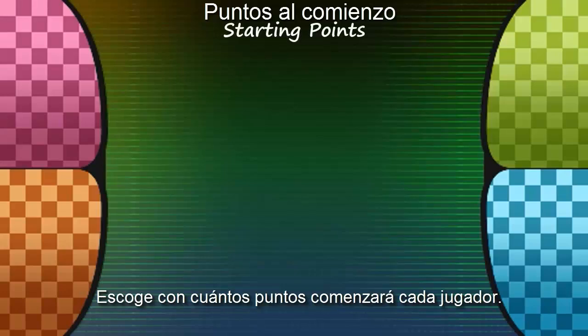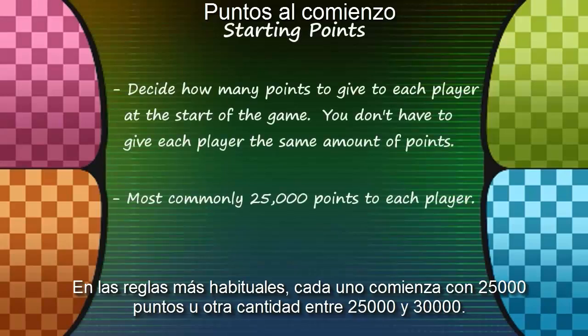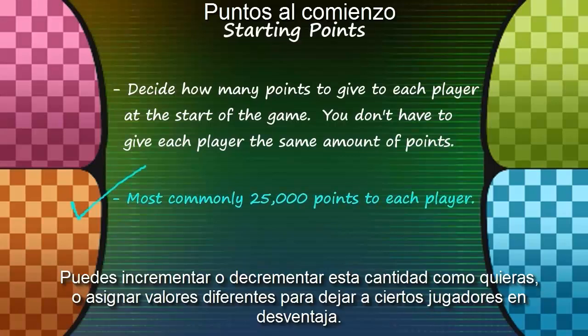Choose how many points each player will start the game with. In the most common scoring rules, each player starts with 25,000 points, or some other amount between 20,000 and 30,000. You can increase or decrease this amount as you wish, or you can distribute the starting points unevenly to give certain players a handicap.